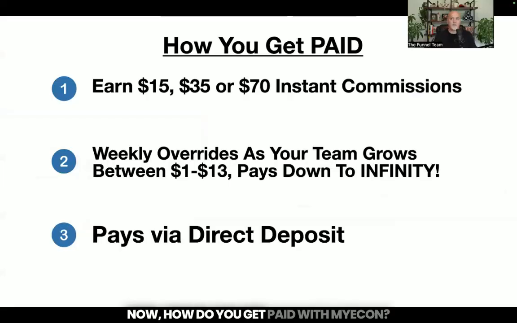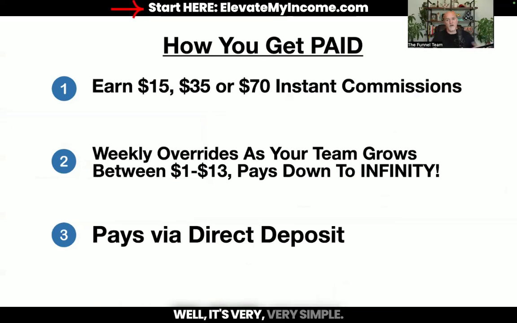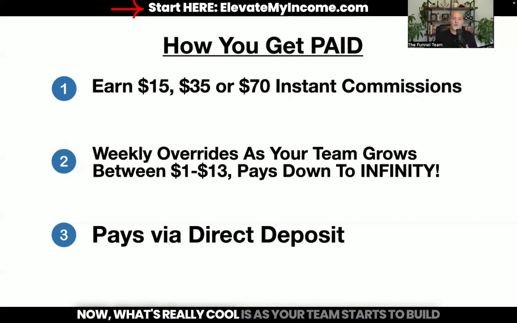Now, how do you get paid with myEcon? Well, it's very, very simple. This is the compensation plan in a nutshell, okay? When someone joins you, either at the $20, $40, or $100 level, you're going to get $15, $35, or $70 in instant commissions, okay?